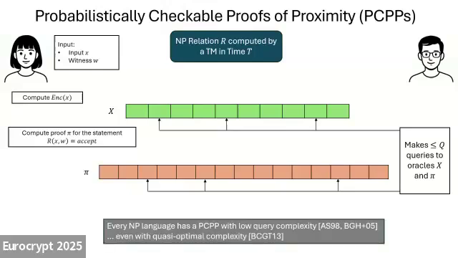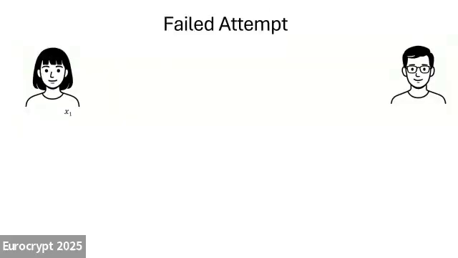And there are PCPP constructions which incur polylog verification overhead. And there are even PCPP constructions in which the prover's computation time is quasi-linear. So now let us see a failed attempt.